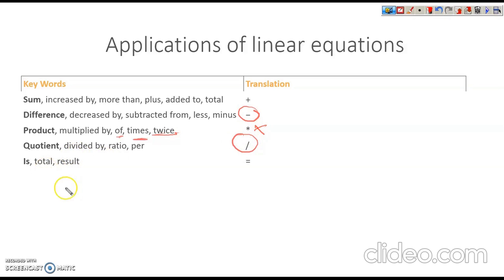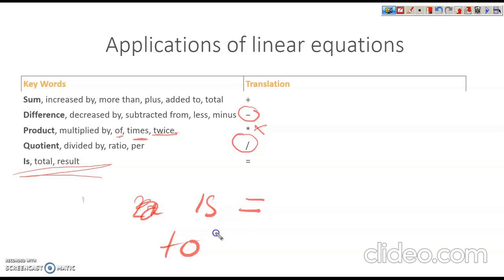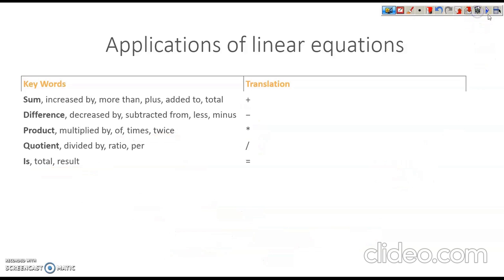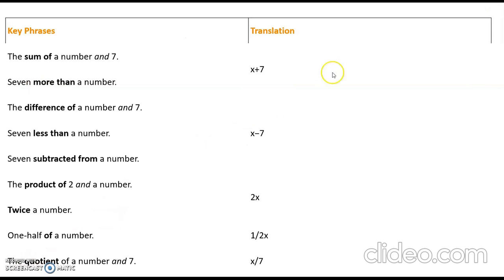And if it says something like "twice the number is", that means equal or total or result. Like you know that in some question it says that the result is, so that means if you form the equation, you should put an equal sign. So if we move on, we will see some more applications.